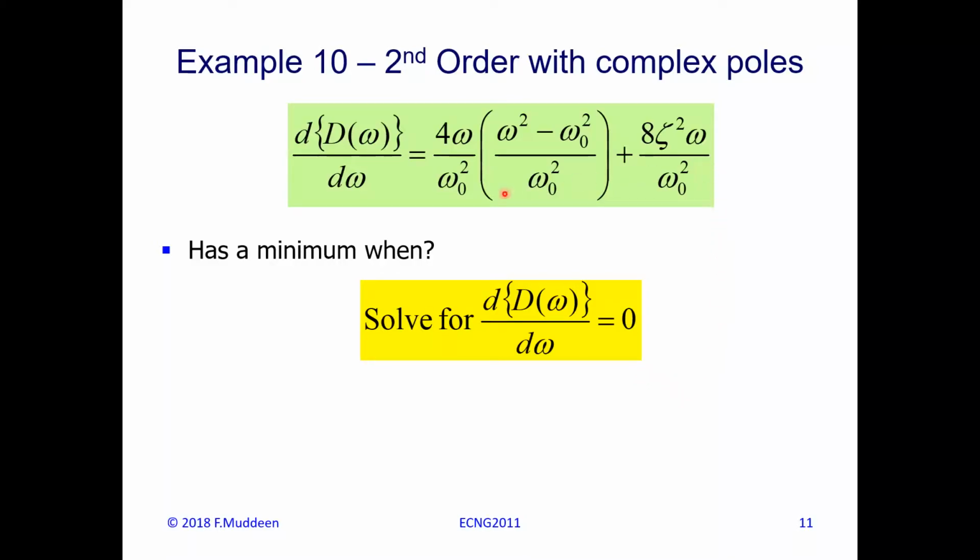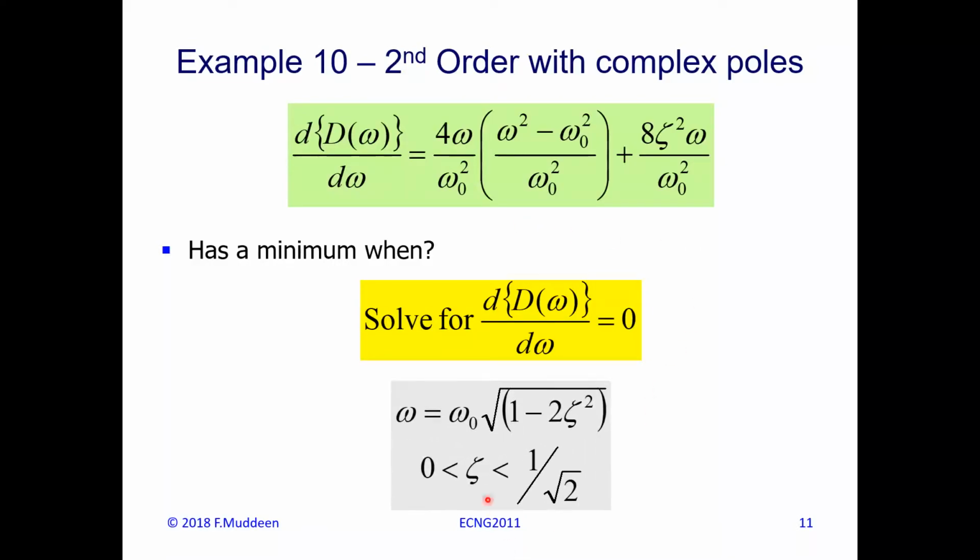And in solving this differential equation here for d over d omega being equal to 0, we set this part here just to 0, and we solve for omega, we'll end up getting the following equation here mapping omega, omega naught, and zeta accordingly. Please note that this equation holds only true for this particular range of zeta. 0 less than zeta less than 1 over root 2, which is 0.707.